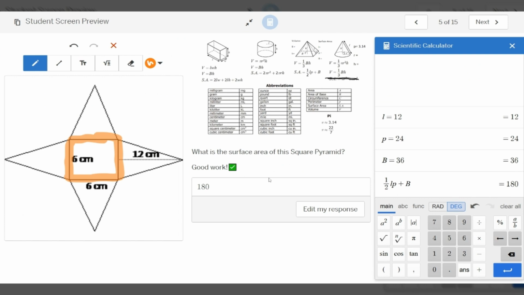B is going to be our area, right? So it's just 6 times 6 again. That's the same base area. So for each one of these, you have to find the base area. For surface area, you have to find the perimeter, the outside of that square base. Then we use our slant length.